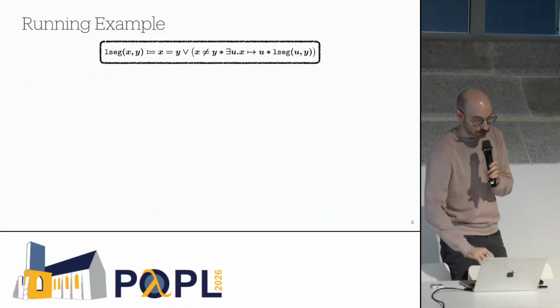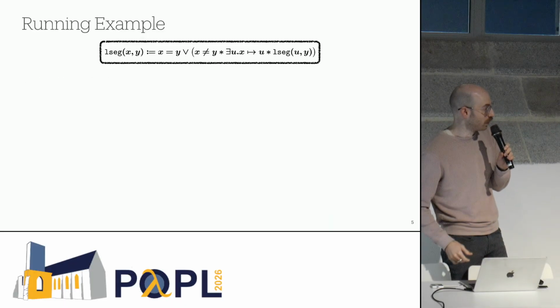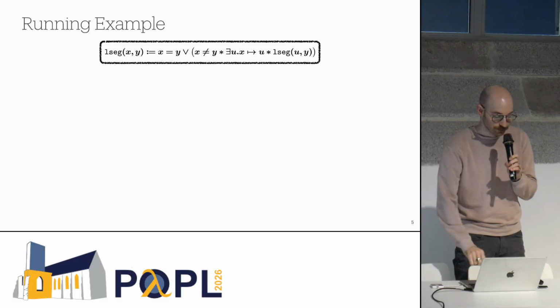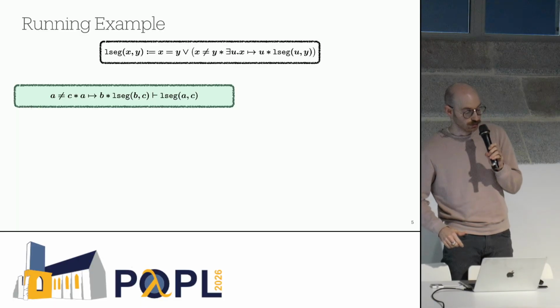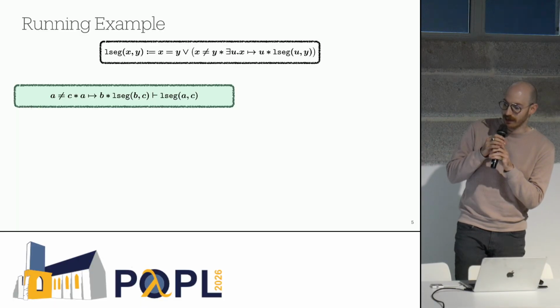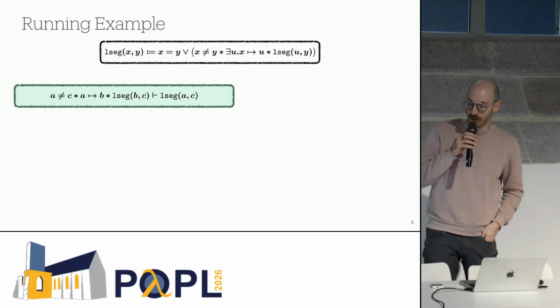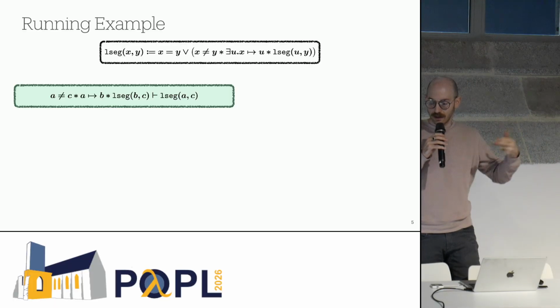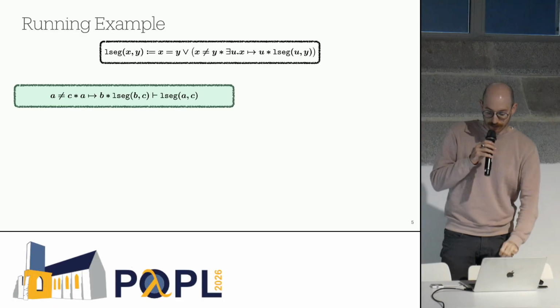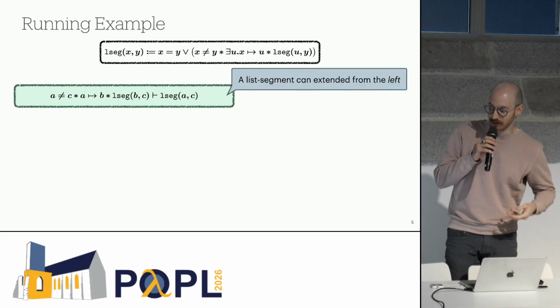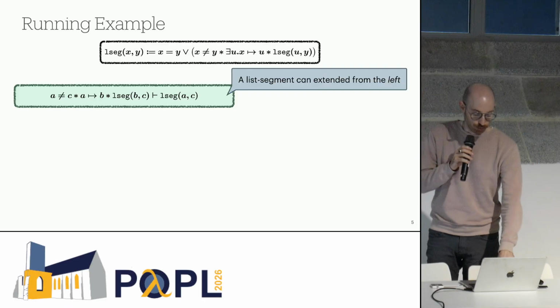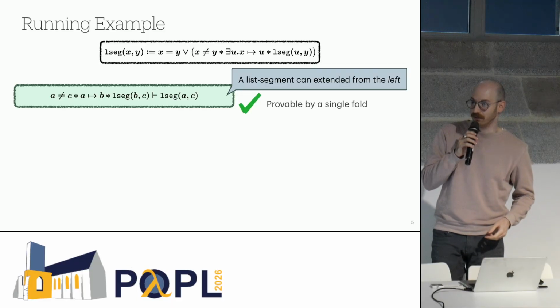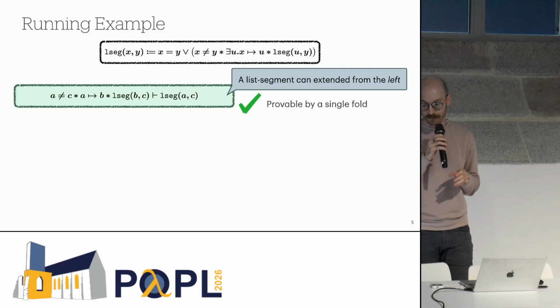So let's take a look at two valid entailments that we would like to prove with unfold-and-fold. The first entailment, which is shown in green, which is good, says that A is distinct from C, and A points to B, and lseg B C entails lseg A C. So basically it says a list segment can be extended from the left, and this is provable with a single application of the fold proof rule.